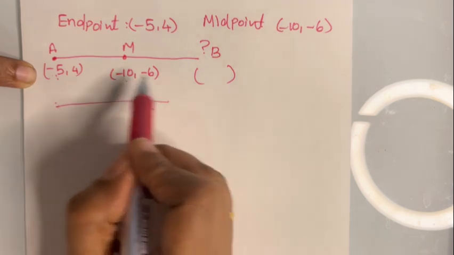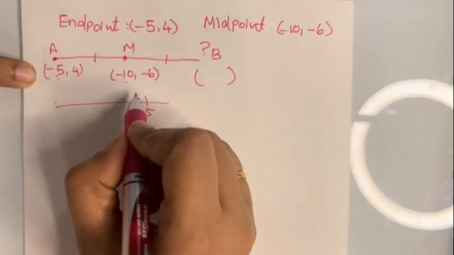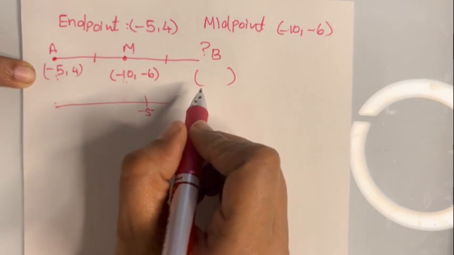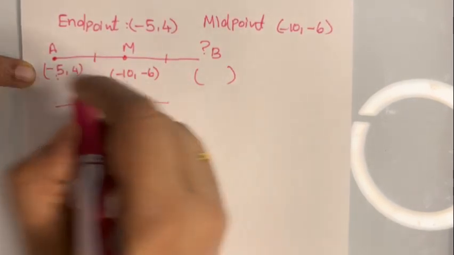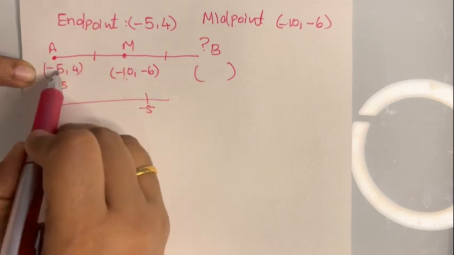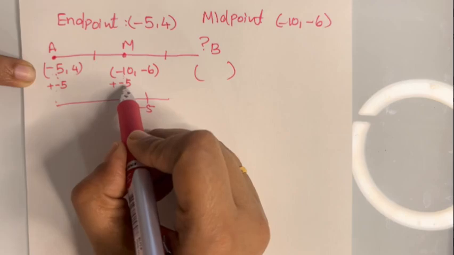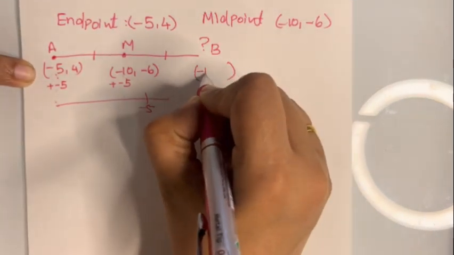Then I have to take the same amount, because these two pieces are congruent. So take the same 5 steps from negative 10. You add negative 5 again. Negative 10 plus negative 5 is negative 15.